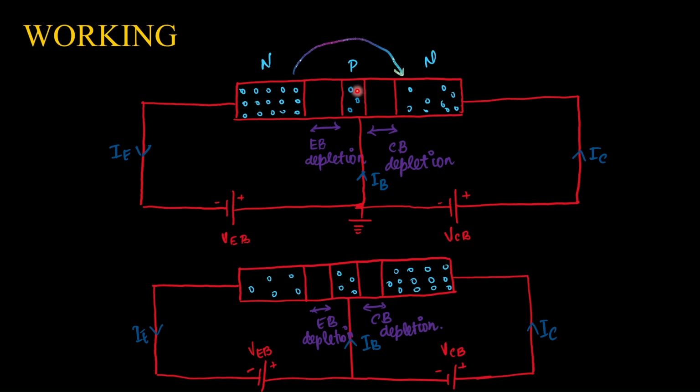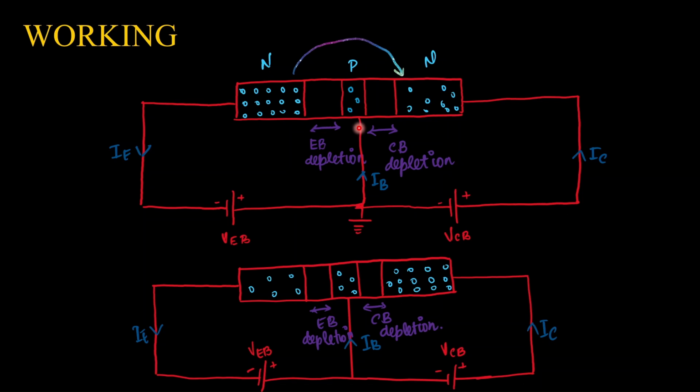Okay, but as we know that base is very thin and it is lightly doped, only a few electrons will recombine there. Most of the electrons will be pulled by this collector, due to a strong electric field across the collector base junction. That's why collector current is large, the base current is small, and the transistor acts like a current amplifier.